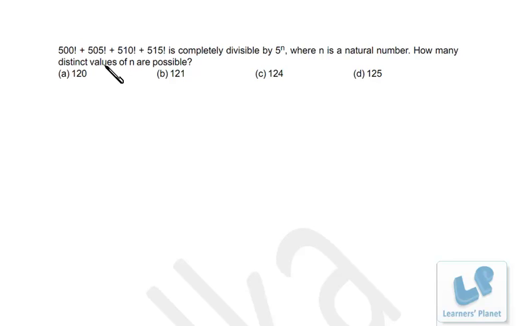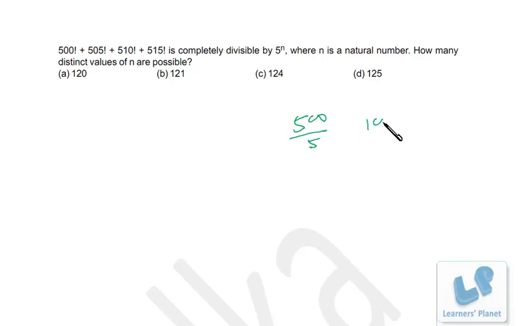Now a problem based on number system. 500 factorial plus this is completely divisible by 5 raised to n, where n is a natural number. How many distinct values of n are possible? Quite a simple problem. We can just find out the highest power of 5 contained in 500 factorial, because this is the smallest number among these 4. So how do we calculate that?